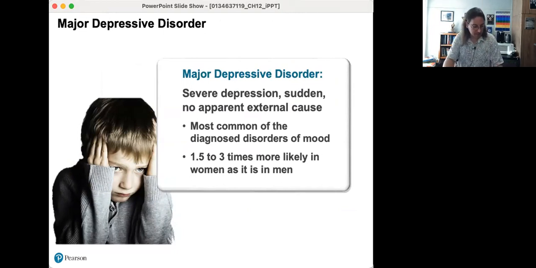For example, if somebody had the loss of a loved one or somebody that they cared about and couldn't get out of bed for several months, and lost interest in things, lost interest in eating, or maybe the opposite was stress eating to cope with that, we could probably look at major depressive disorder. So it's severe depression, sudden or no apparent external causes, the most common of the diagnosed disorders of mood, and it's 1.5 to 3 times more likely to occur in women than men.